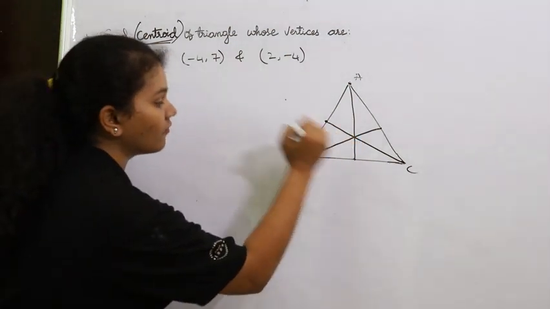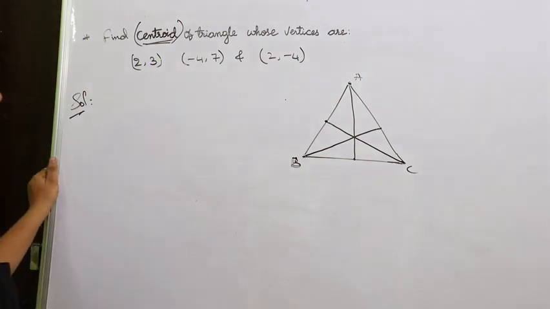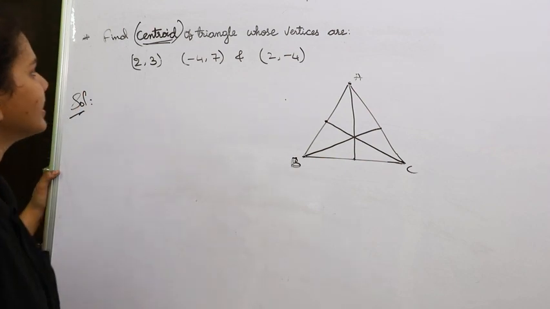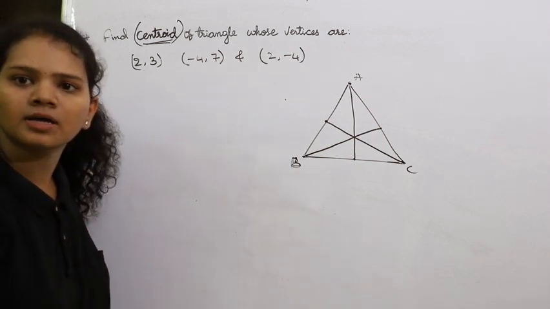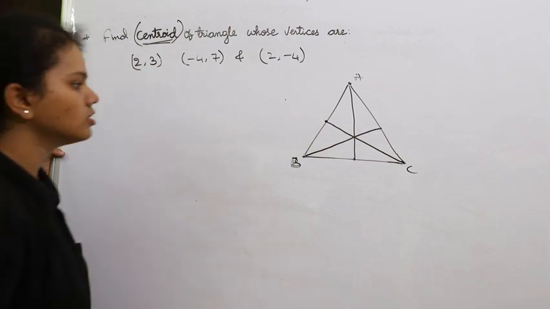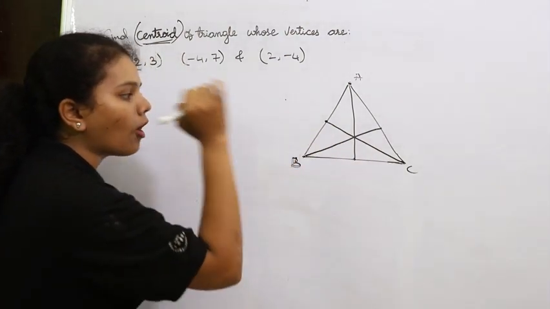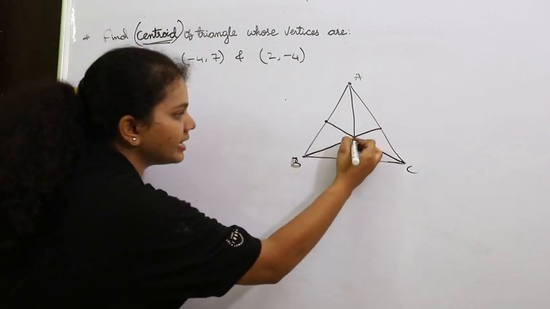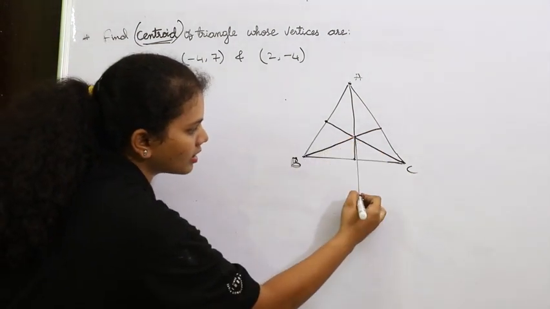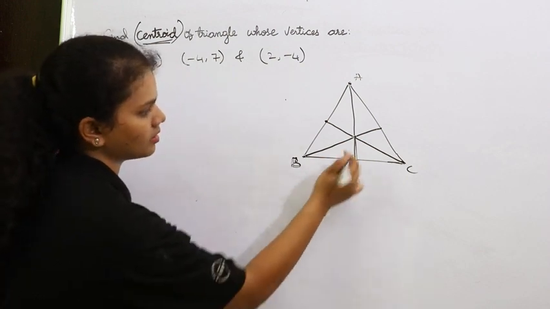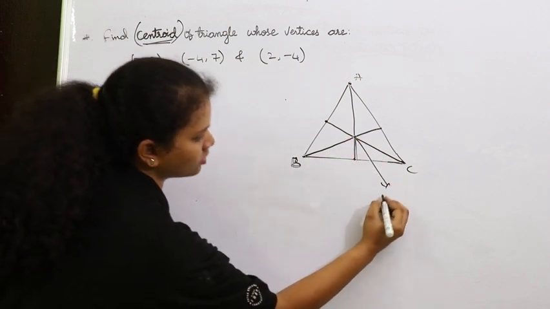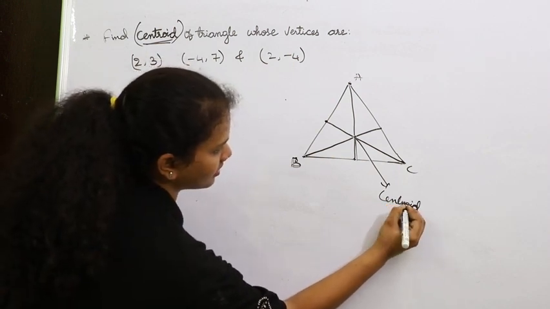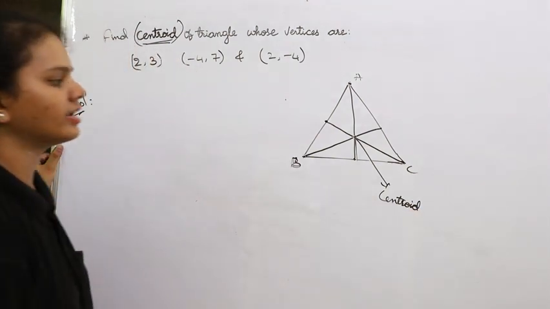So then what is the centroid? We learned what a median is, and now let's know what the centroid is. When all three medians intersect, the intersection point of these medians is known as what? The centroid. The intersection of the given medians is known as the centroid.